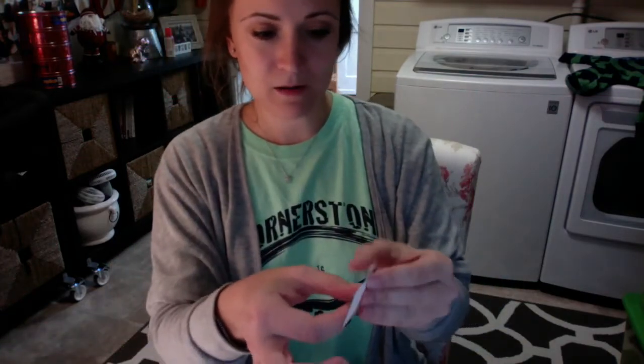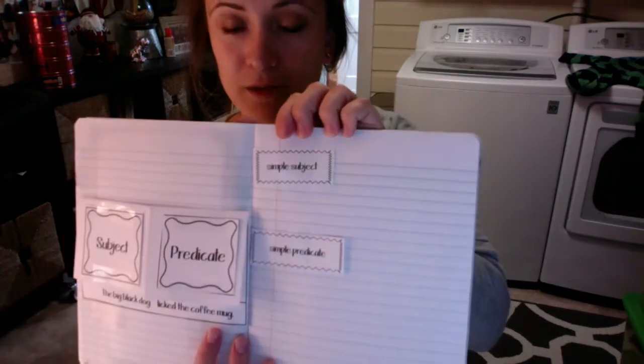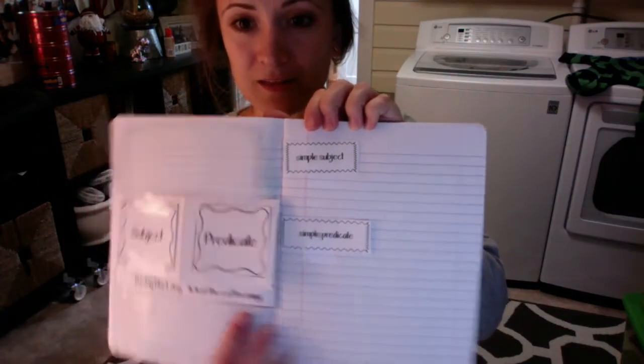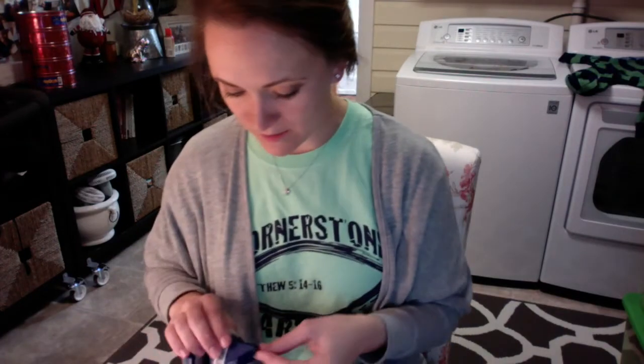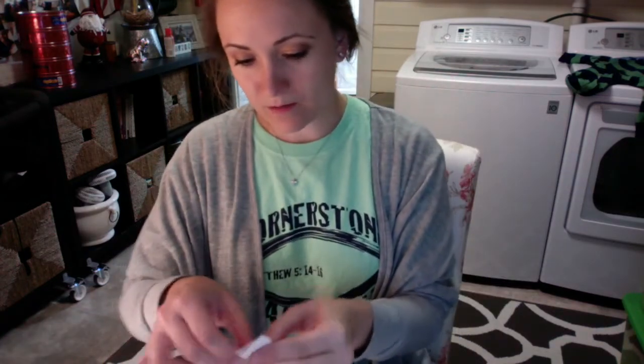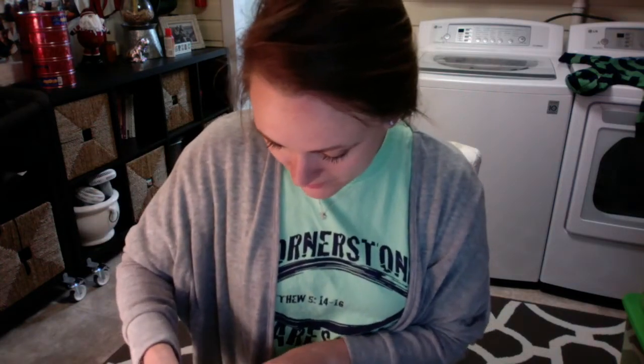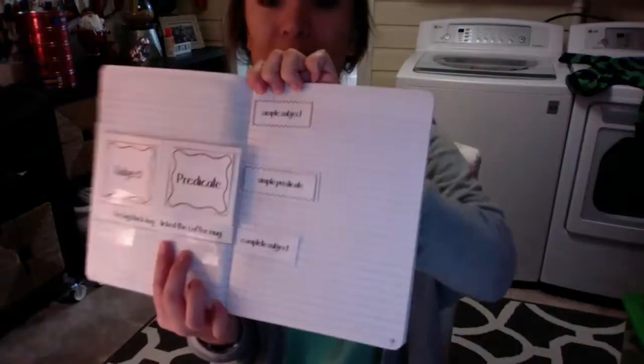The next one you need to grab is simple predicate. So again, I'm taking a longer piece of tape. I'm going to put the tape right in the middle, just like that. And then simple predicate, you're going to skip about 3 to 4 lines and then tape simple predicate underneath simple subject. Then the next one that you need is complete subject. Again, I'm taking a longer piece of tape so I can tape it right over the middle. This is just a time-saving tip. Okay, complete subject. I'm going to skip a few lines and tape the complete subject in.